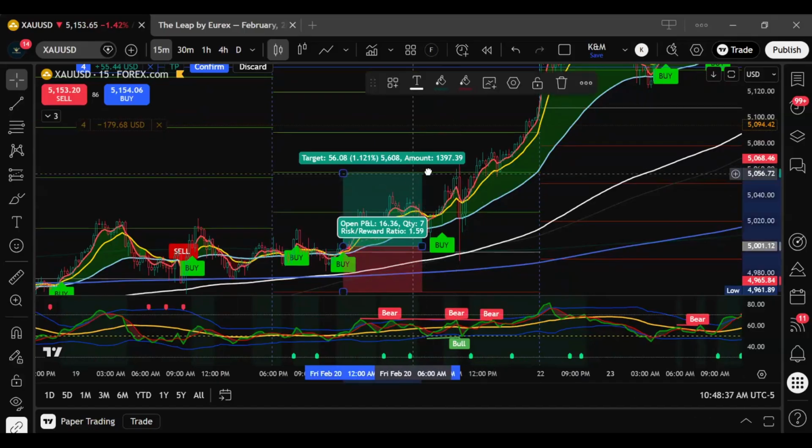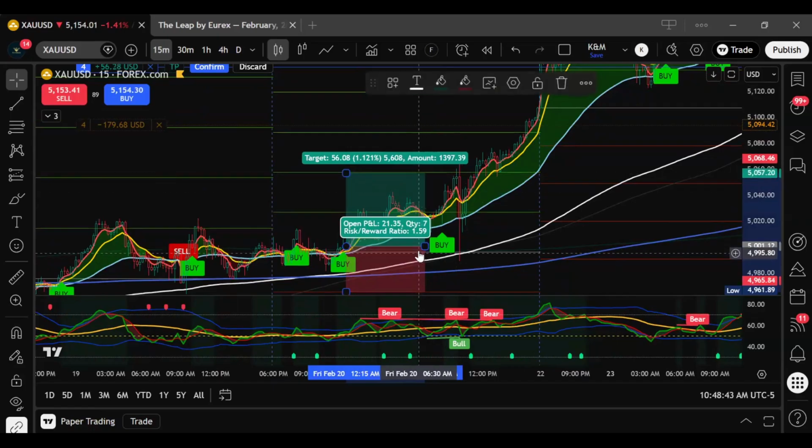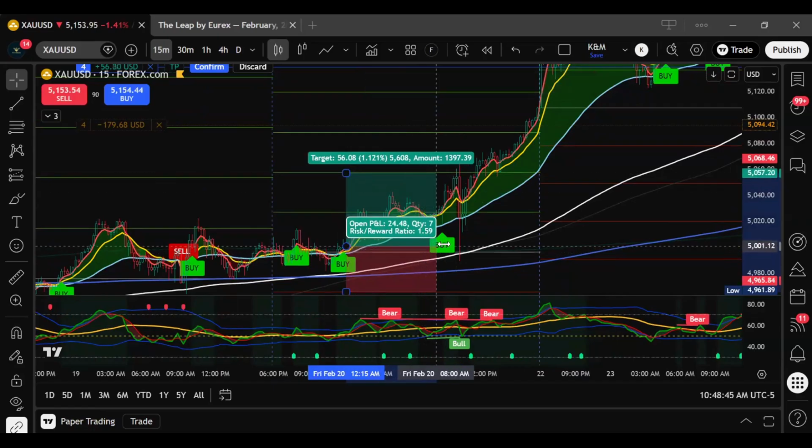Ooh, let me see. See, what the thing with this is, I can adjust that. So we're going to go right to that candle. Bam.